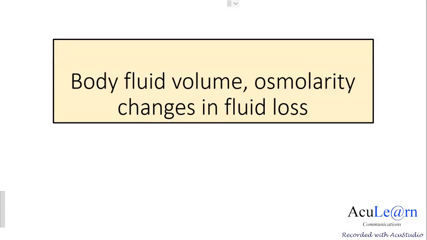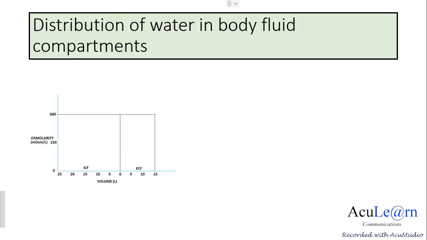Hello students, in this video we'll talk about the body fluid volume and osmolarity changes in different situations where you have fluid loss. So coming to the distribution of water in the body fluid compartments, we all know the body fluid is divided into two major compartments, that is the extracellular fluid or ECF and the intracellular fluid or ICF. Now, the ICF is approximately two-thirds of the total body water, and ECF is approximately one-third of the total body water.